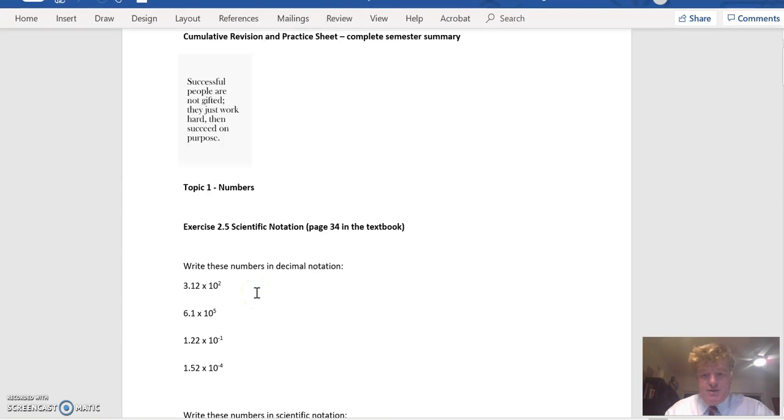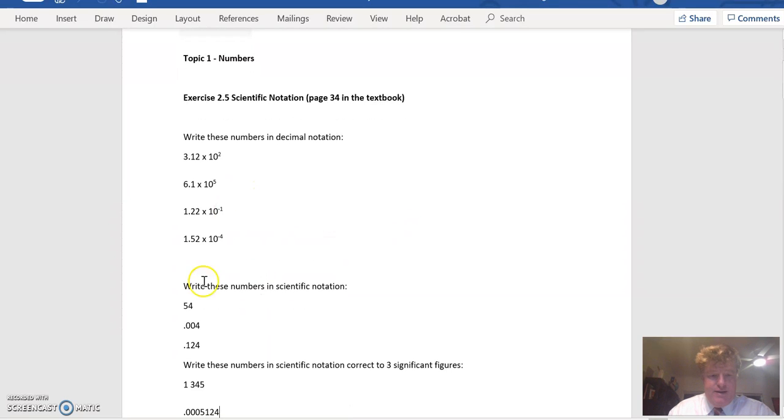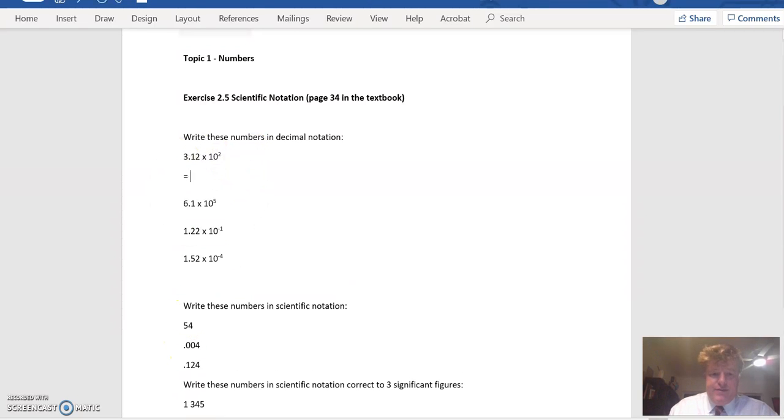The first questions on this revision sheet deal with index notation. So first we have to write these in decimal notation. Decimal notation is perhaps what we would call normal numbers. Index notation is this way. There are a couple of ways that we can think about this.